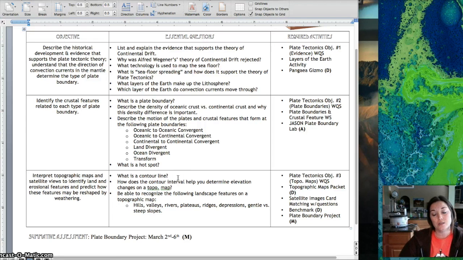The essential questions will be to define a contour line, to determine how contour lines can be used to help you determine elevation changes within a map, and then be able to also recognize certain landscape features like a hill, a valley, a river, plateau, a ridge, depression. And then you really need to be able to distinguish a gentle slope, one that is sloping up slowly, versus a steep slope, one that slopes up very quickly or has a very quick change in elevation.